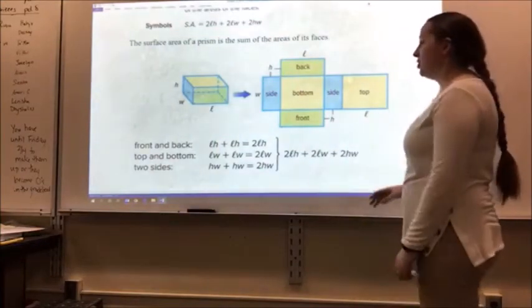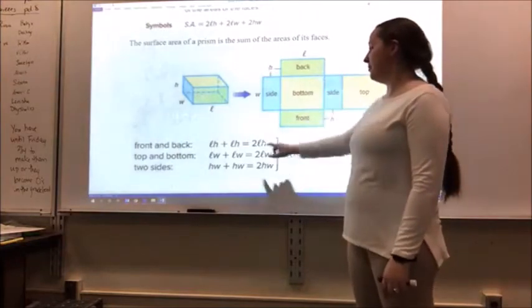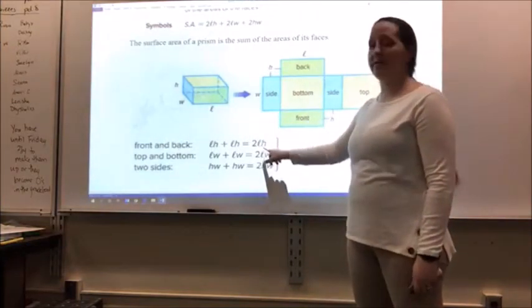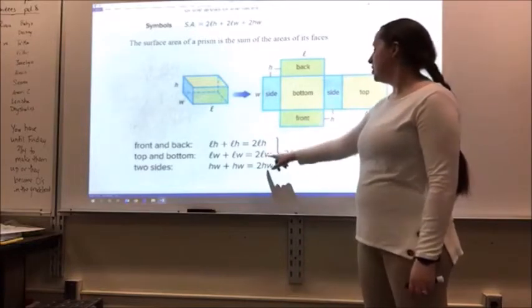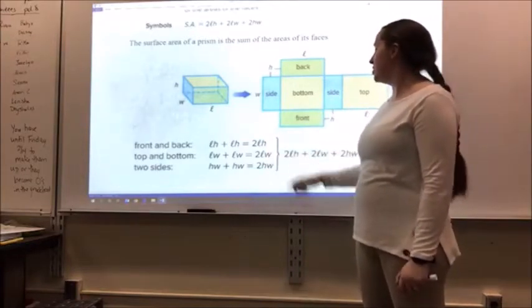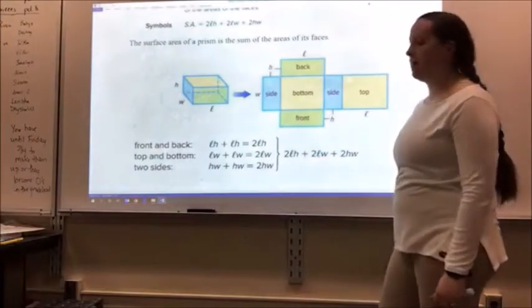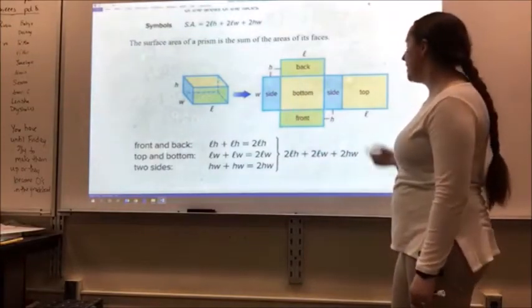Front and back should be the same, so 2 times the length times the height. The top and bottom should be the same: 2 times the length times the width. And the two sides should be the same: 2 times height times width. And then I add all that together.